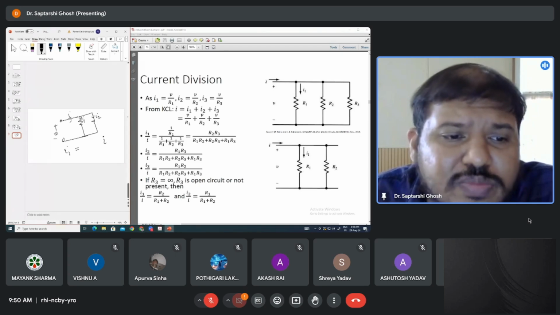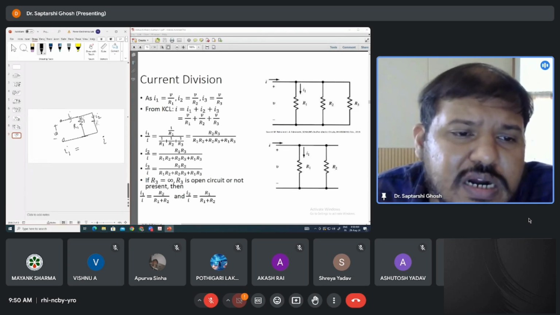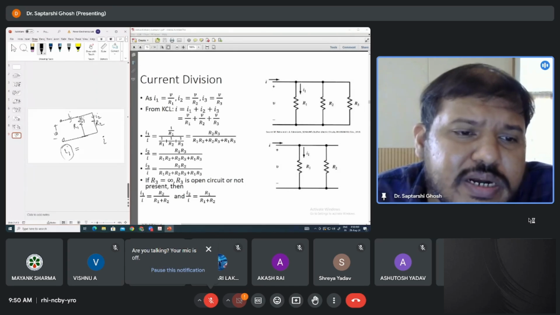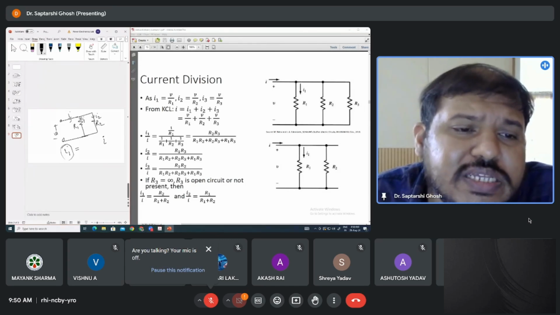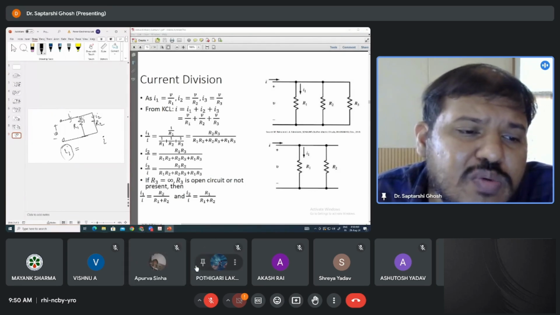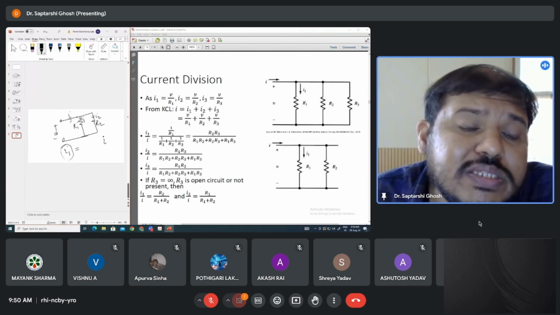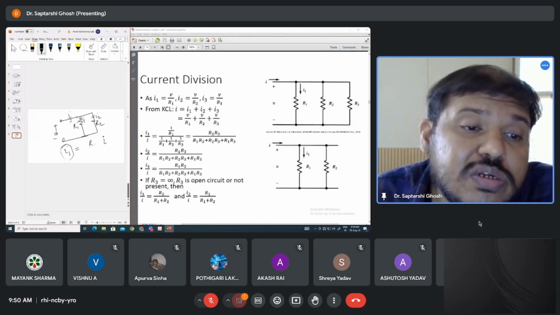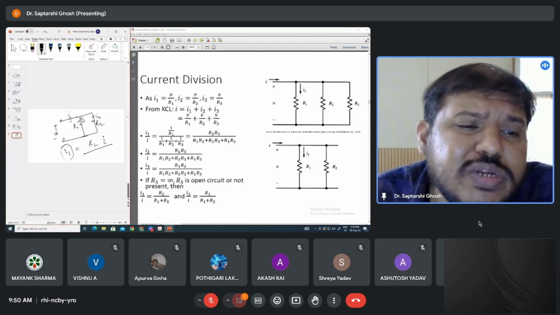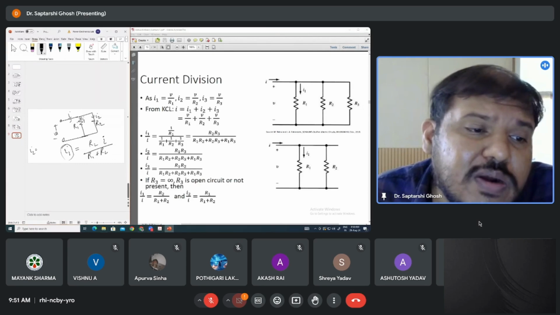What fraction? Let us see, this is R1, this is R2. If you are trying to find I1, that means I1 will be flowing through R1. So while finding I1, in the numerator you have to write the resistance in the other branch, that is R2. And in the denominator, it will be the sum of these two resistances, R1 plus R2. Similarly, while finding I2, in the numerator you have to write the resistance in the other branch, that means R1, divided by R1 plus R2.